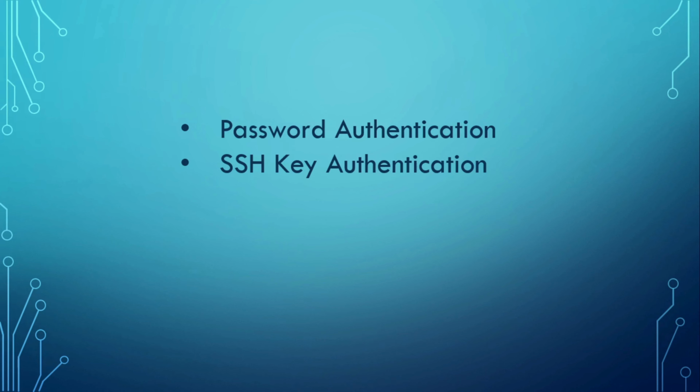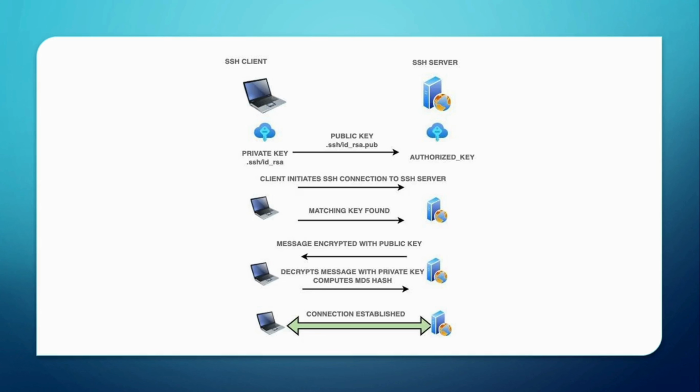SSH uses basically two types of authentication: password authentication and SSH key authentication. In password authentication, a username and password are given for the SSH server. In SSH key authentication, a private and public key pair is generated.